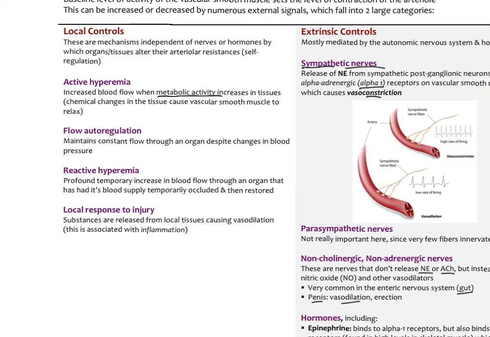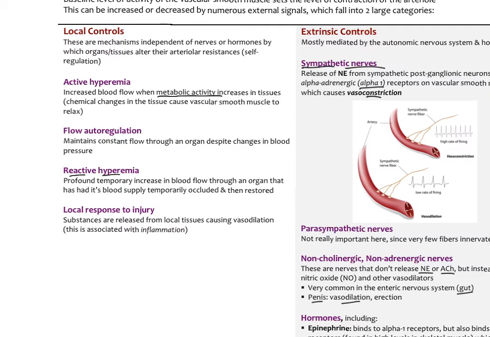Reactive hyperemia. This would be a profound temporary increase in blood through an organ that's had its blood supply temporarily occluded and then restored. So if you have, for example, an embolus that blocked blood flow, that embolus may be dissolved or was removed. There'll be a sudden increase of circulation in that tissue, and that can cause reactive hyperemia.